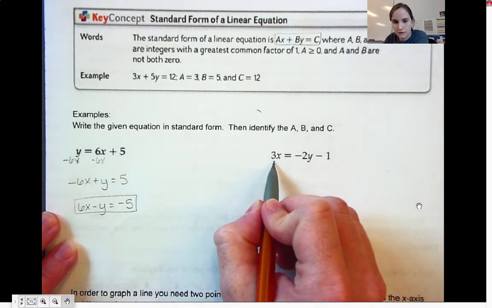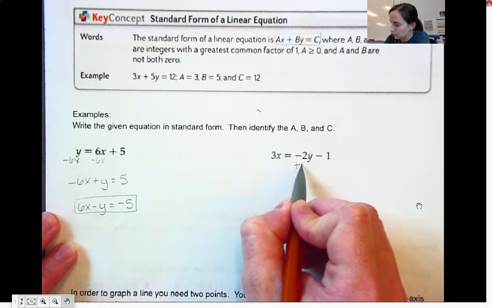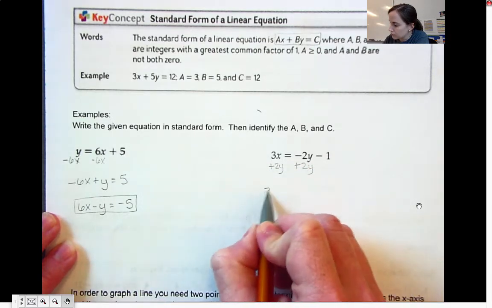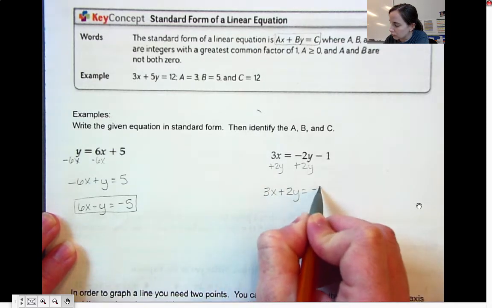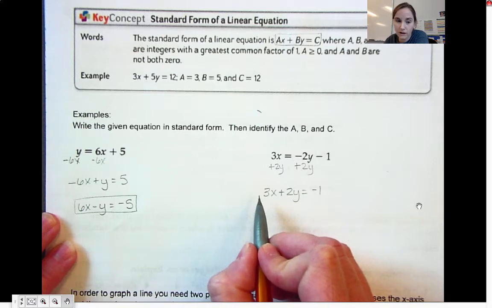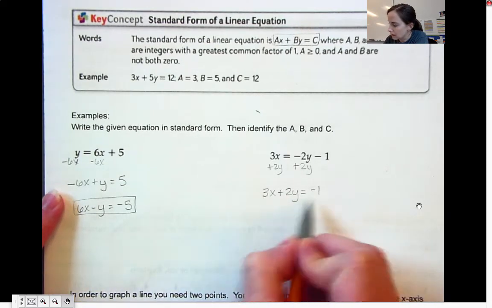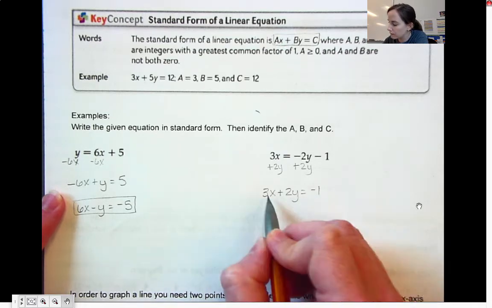Here, the 3x is already on the left. We need to bring over the 2y, so plus 2y, plus 2y. So we'll have 3x plus 2y equals negative 1, and because I'm not starting with a negative, I don't have to divide like I did over here. So this is okay. 3x plus 2y equals negative 1.